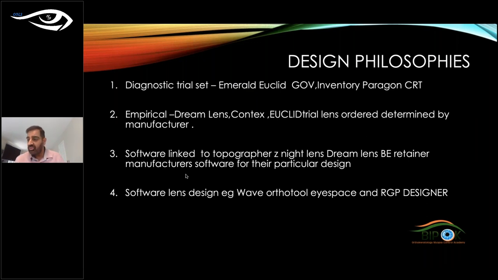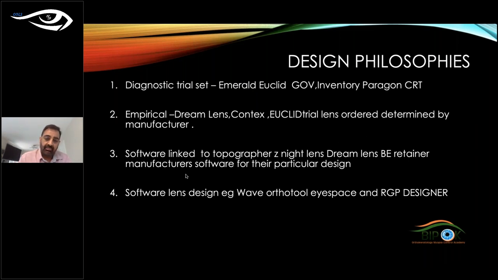Now, Wave has, as I say, a system where you take the topography from a Mac topographer, and they connect straight on to the Wave software. The software is pretty good in the sense that it will give you the actual tear profile live in real time, and then you can design the lens accordingly from there. But you need some tuition and learning to do that.